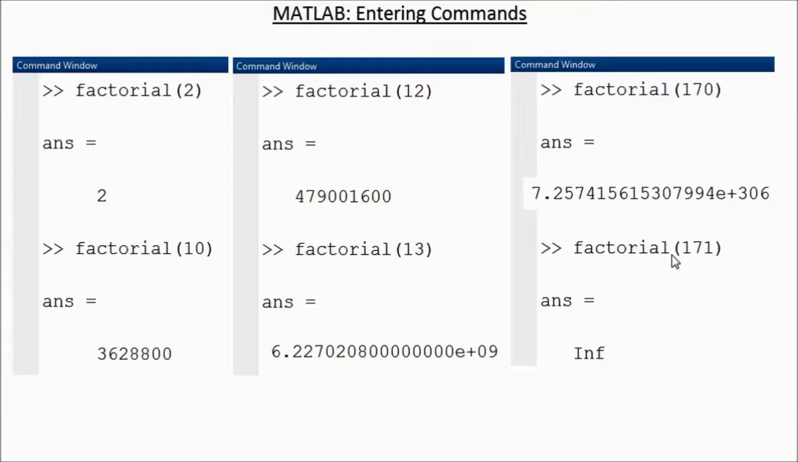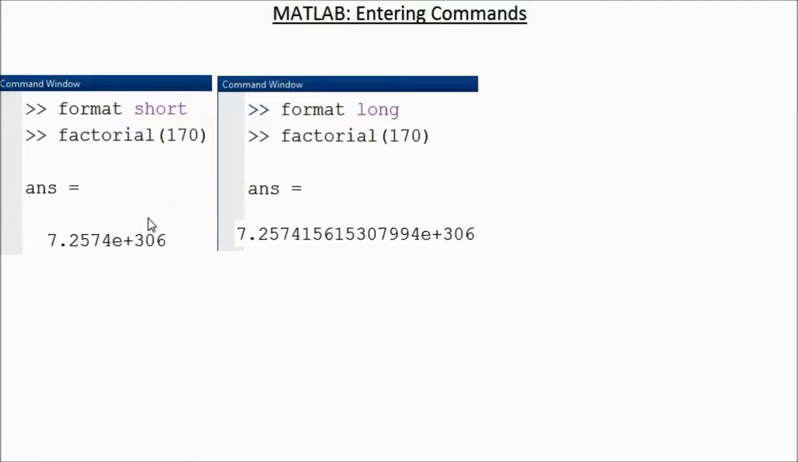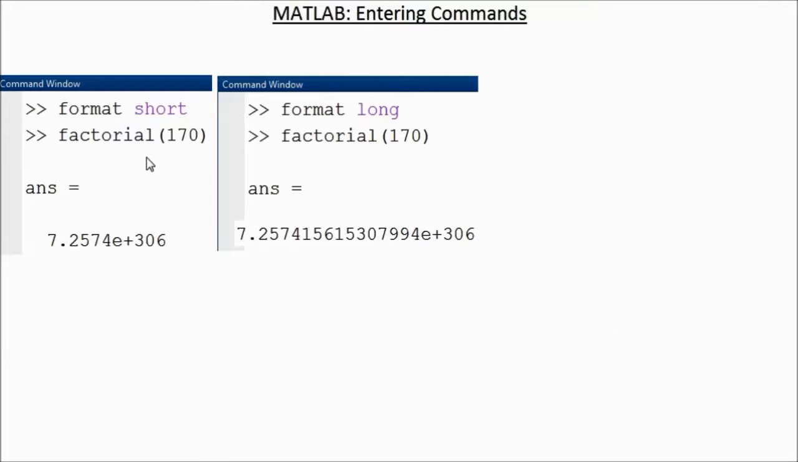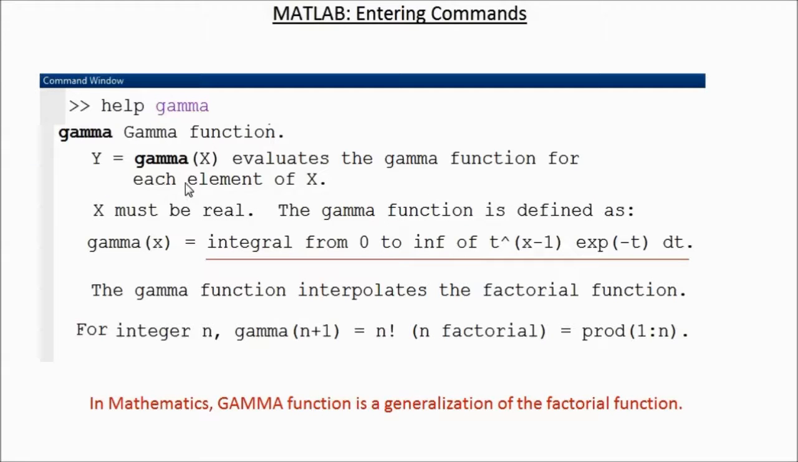If I use format short for factorial 170, I have this displayed. Remember what factorial 170 was? The largest factorial that MATLAB can compute approximately. So if I apply format short to factorial 170, the precision applies to the 4th and 5th digits. If I use format long, the precision is at these digits, just like it happened for pi in the previous example. The gamma function is a generalization of the factorial function.